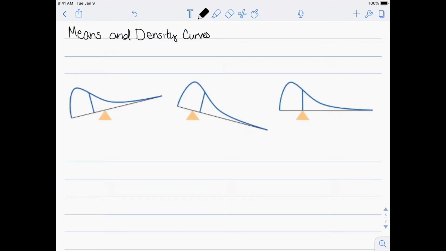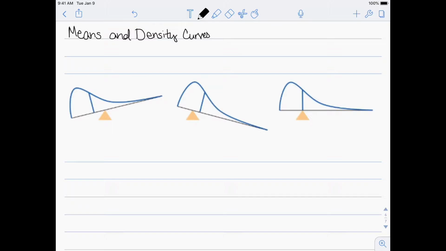Here's a basic diagram kind of indicating what we mean by this. If this is a physical object, if I move this fulcrum too far to the left or right, it won't balance. But once I find the point where it can balance along my fulcrum, that is my mean.